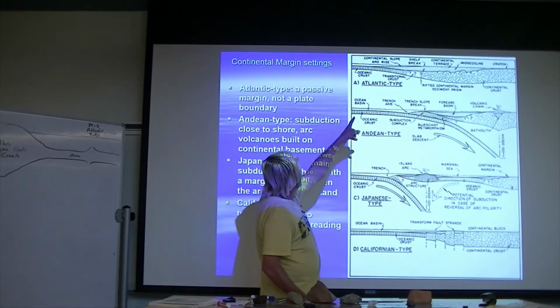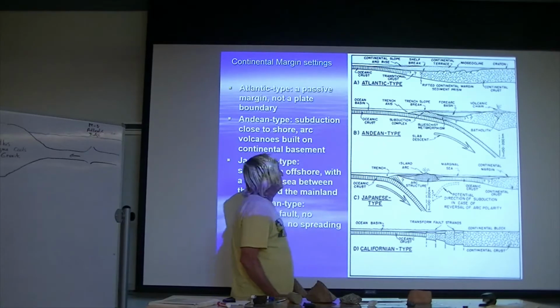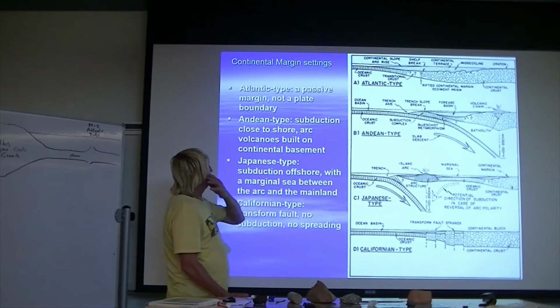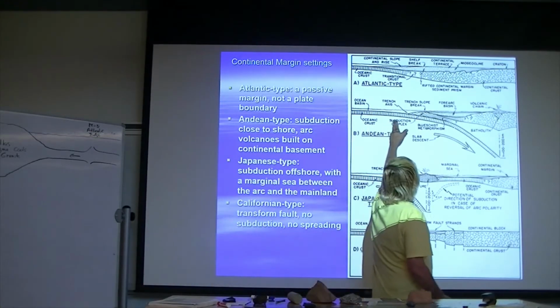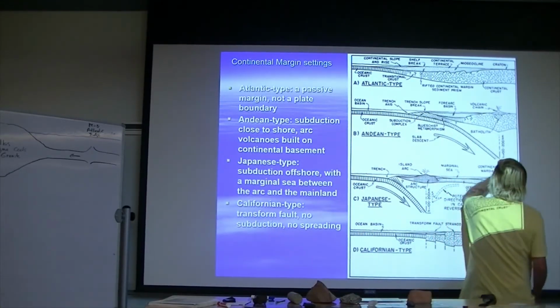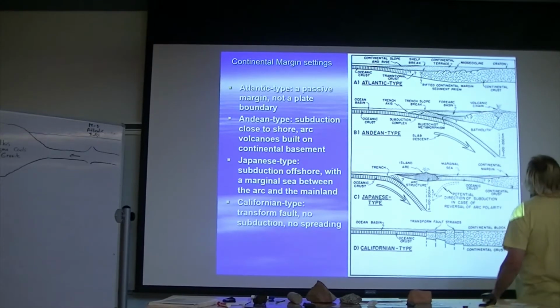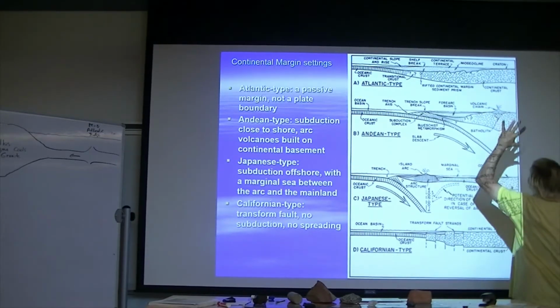The Atlantic type is what we see at the top, a very passive margin, tectonically nothing's really going on there. And then we had subduction, where the Farallon plate subducts and goes underneath the North American continent, it melts, and it creates a chain of volcanoes on the surface.